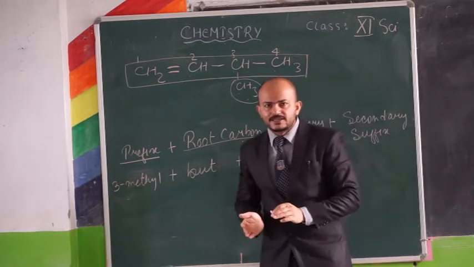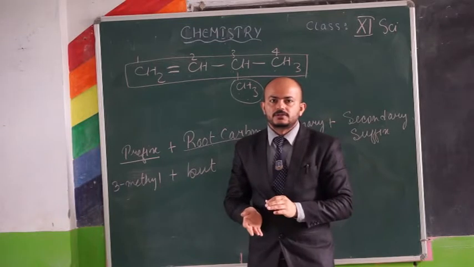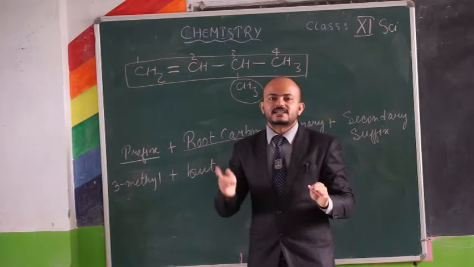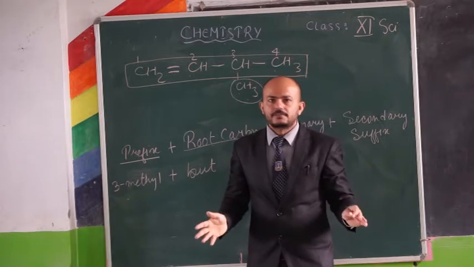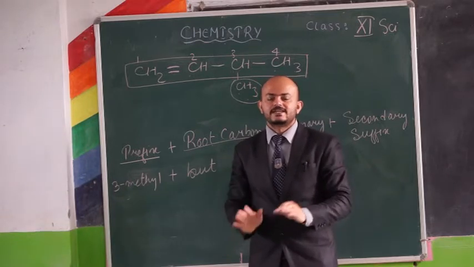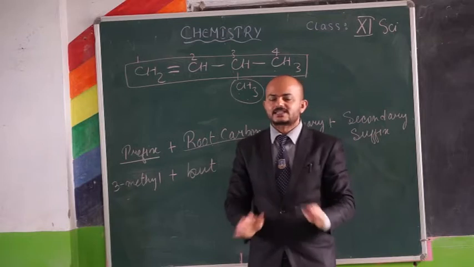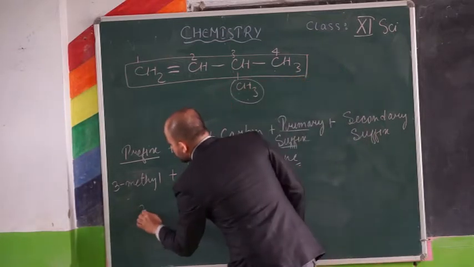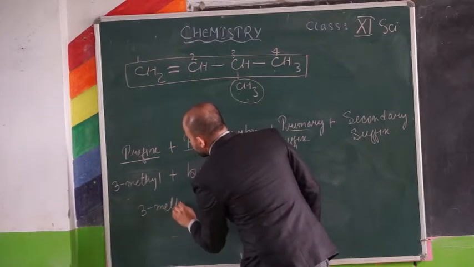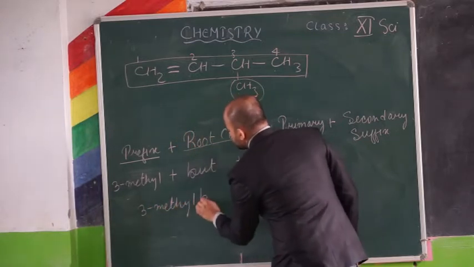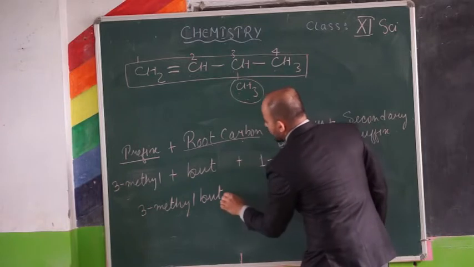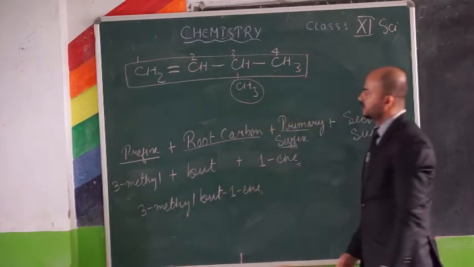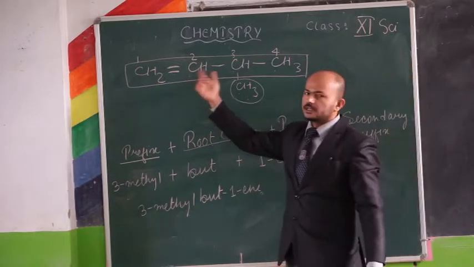Either you mention the position of this double bond. Every time you have to mention the position of double bond and triple bond. Now, if the double bond or triple bond is present at carbon number 1, then you don't have to mention it. If you mention it also, it's okay. If you don't mention it also, that's correct. So you can write either way, that is, write them together: 3-methylbut-1-ene or just 3-methylbutene. Okay, so we have taken the case with a double bond.